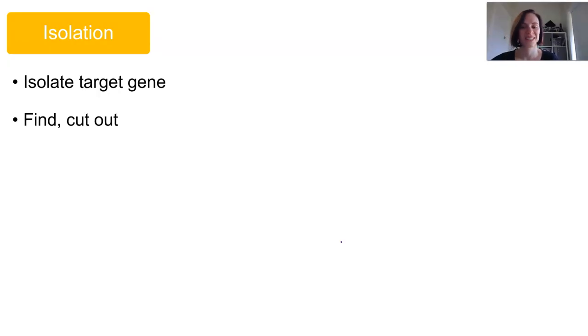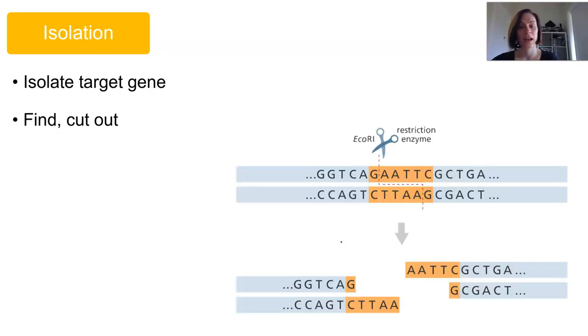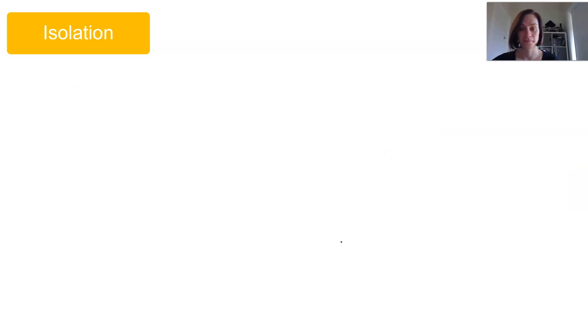And by isolate, we essentially mean we have to find it and cut it out and separate it from the whole genome. Now, obviously, with over 3 billion base pairs in our genome, the task of finding one tiny gene isn't going to be easy. And this is where restriction enzymes come into play.